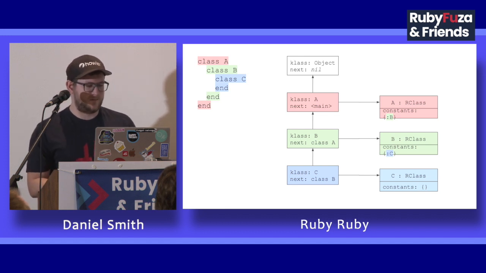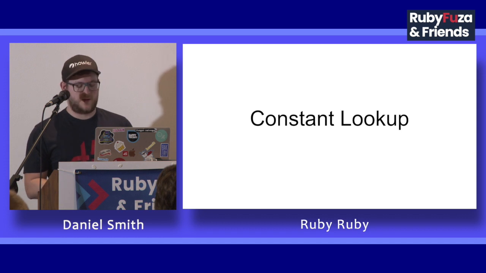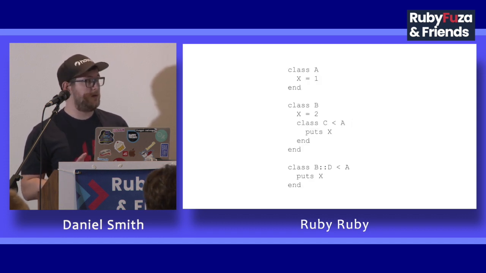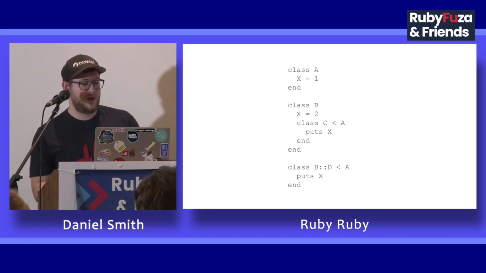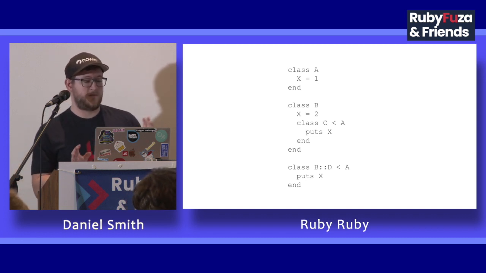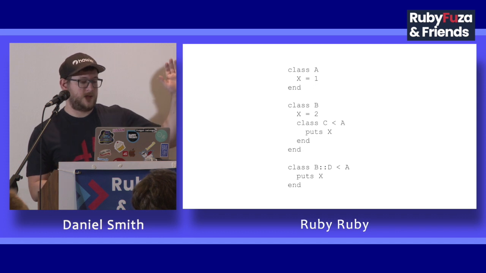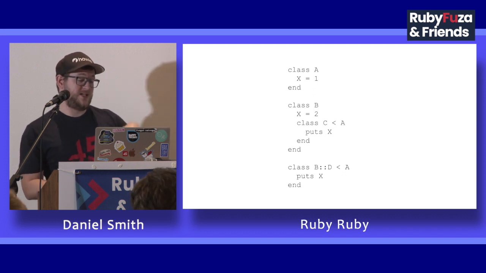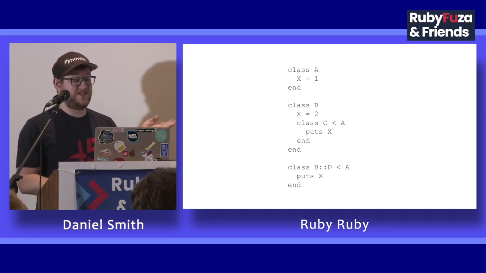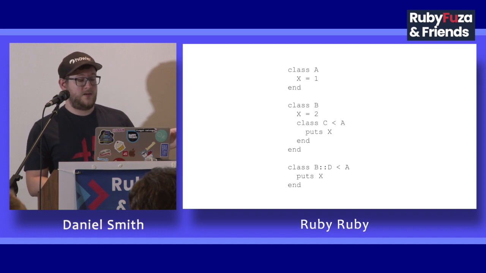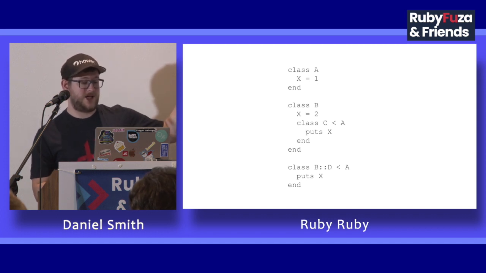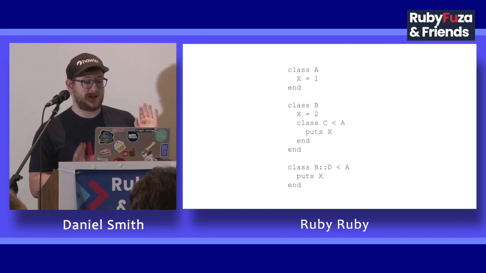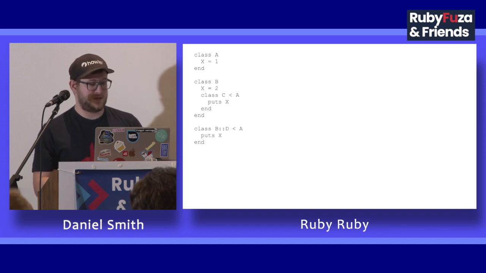All right, cool. So the reason why lexical scope is important is because it's useful for constant lookup. So I'm going to have a little bit of a more complicated example here, where A has X, but B also has X, and C is a subclass of A, but it's inside B. And then we've got D, which is not inside B, but it's defined on B. And the real question here is, what is X going to be in these two situations? So let's actually break it down.